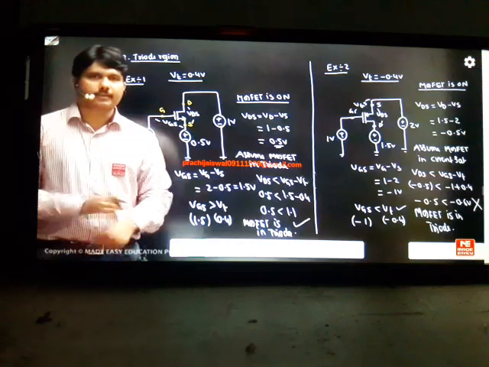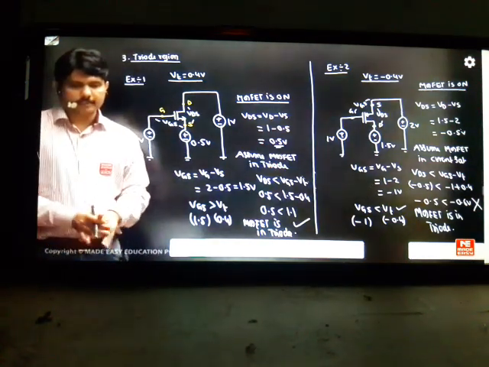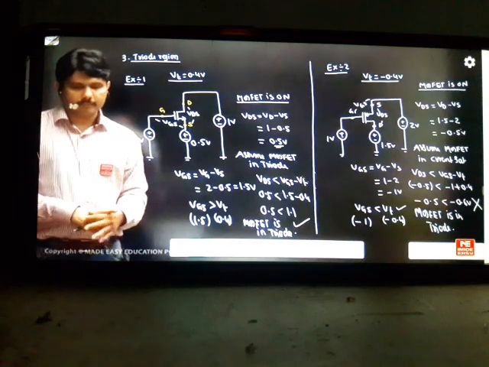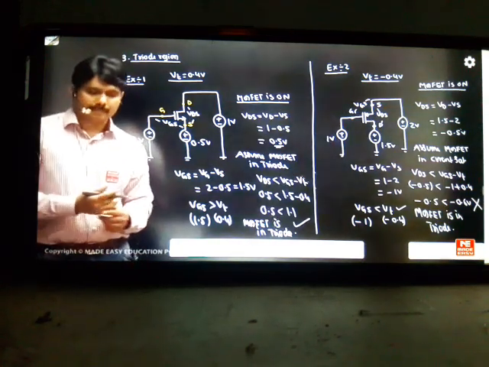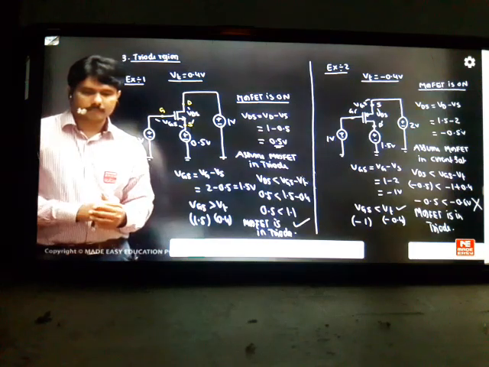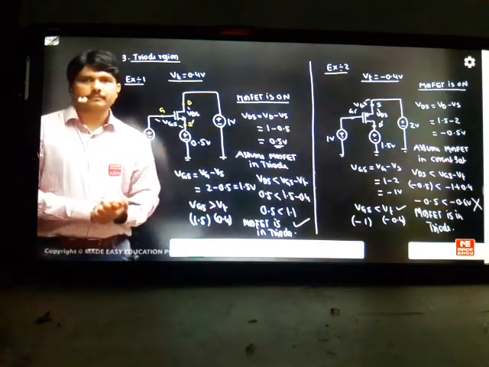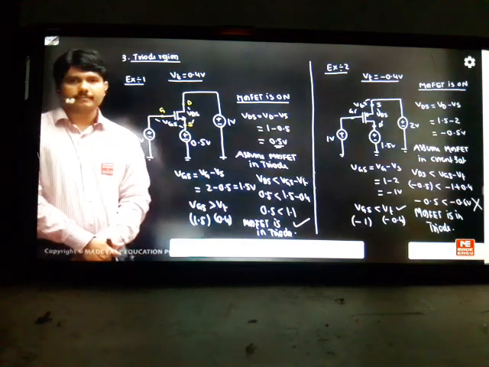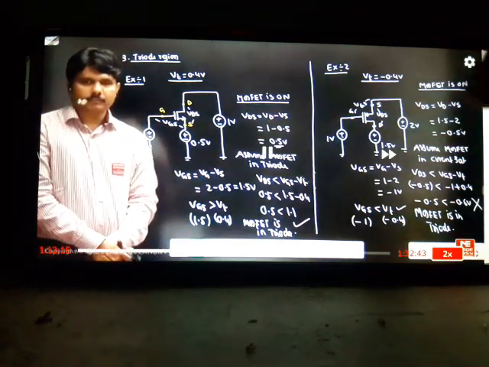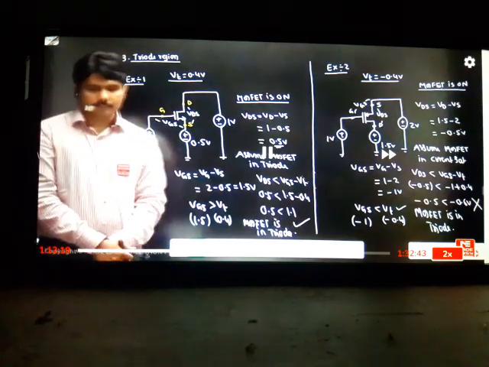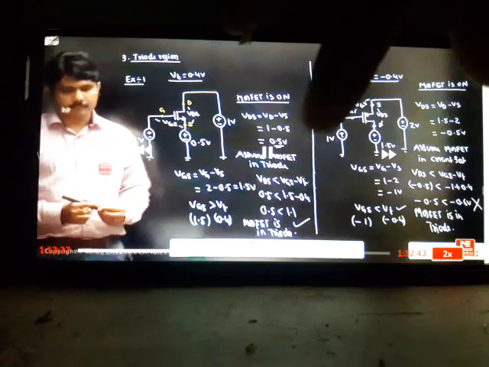Let us have the final analysis. That is called current saturation, we'll see. The last concept is current saturation. So be ready for the last example.